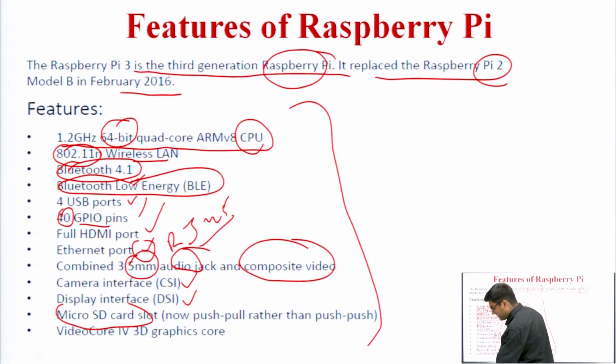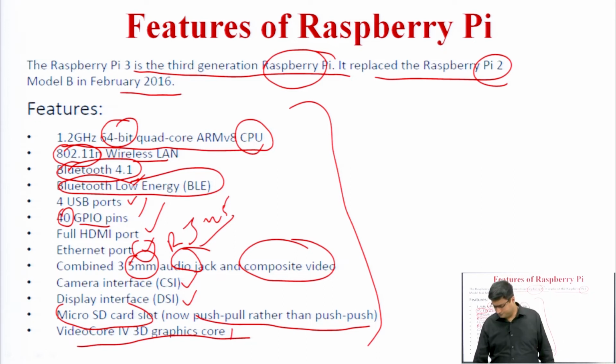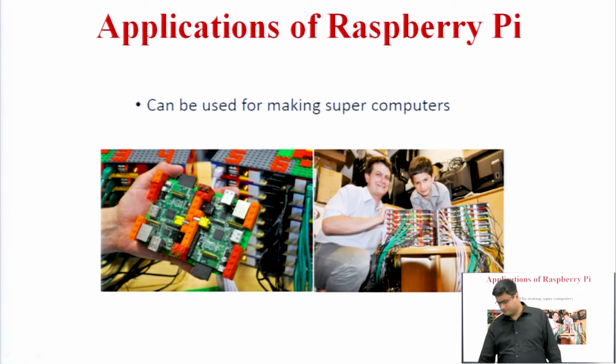It has a micro SD card slot, now push pull rather than push push. So, we can say that it has a micro SD card slot directly inserted into the Raspberry Pi, and one can fetch the data from that SD card slot. It has a VideoCore IV 3D graphics core, and so these are the basic features of Raspberry Pi that are applicable to most of the Raspberry Pi boards.